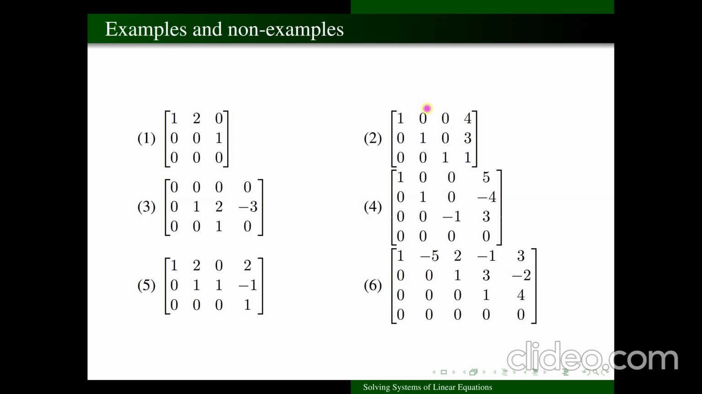Finally, we look at the columns containing the leading entries of some row. So columns 1, 2, and 3. In these columns, all entries are 0 except for the entries which are leading entries of some row. So condition 4 is also satisfied, telling us that this matrix is also in reduced row echelon form.